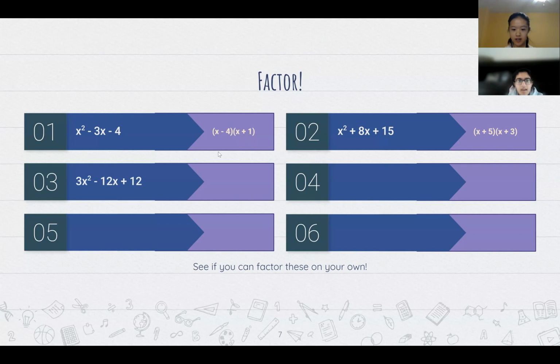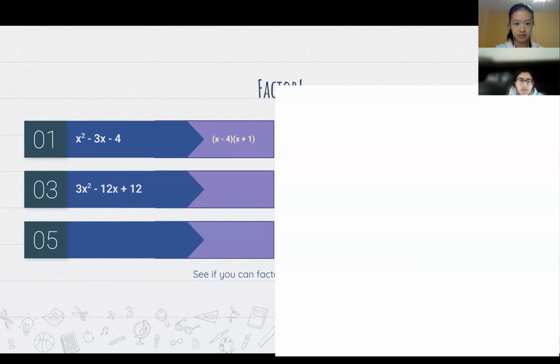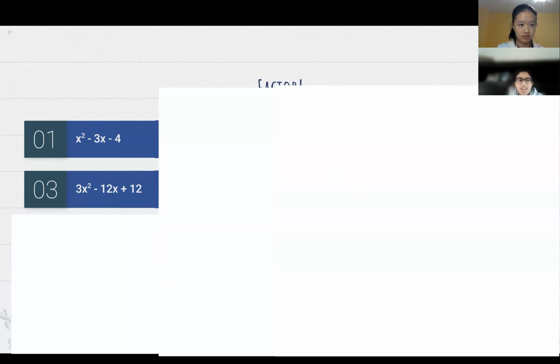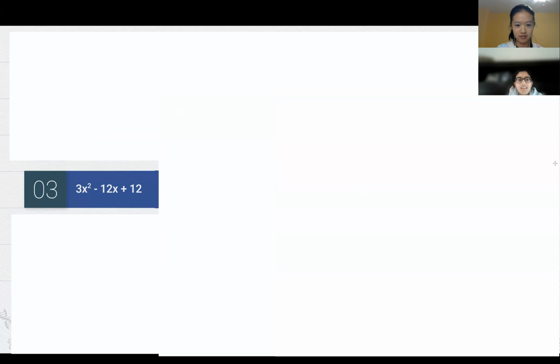Okay, this is a good one. Second question, or third question, I can count. 3x squared minus 12x plus 12. So you'll see here that this has a coefficient that is not 1, right? So see if you can factor out that coefficient first, right?